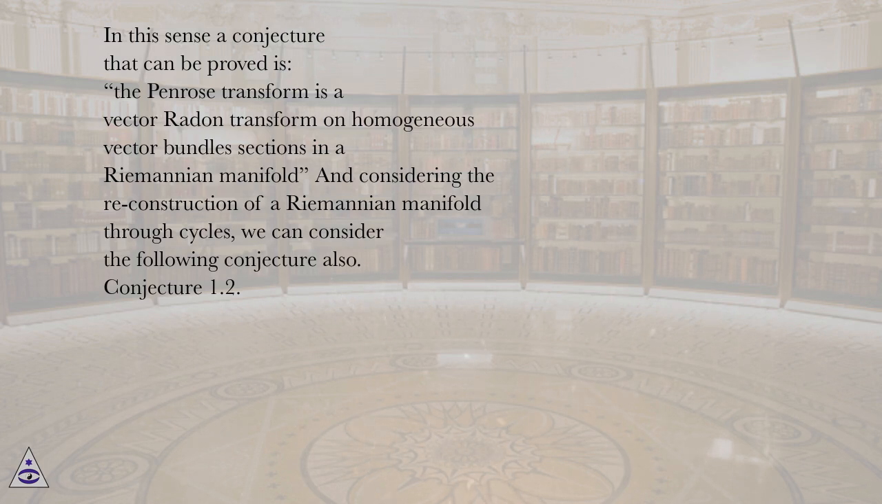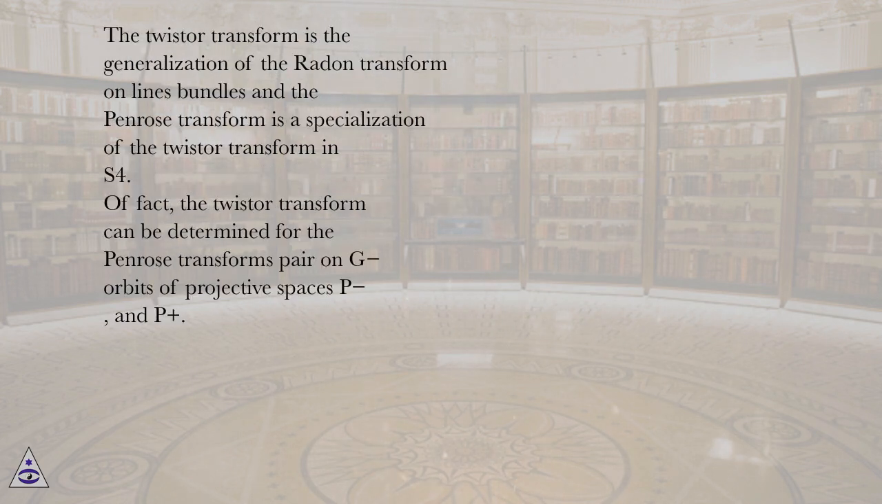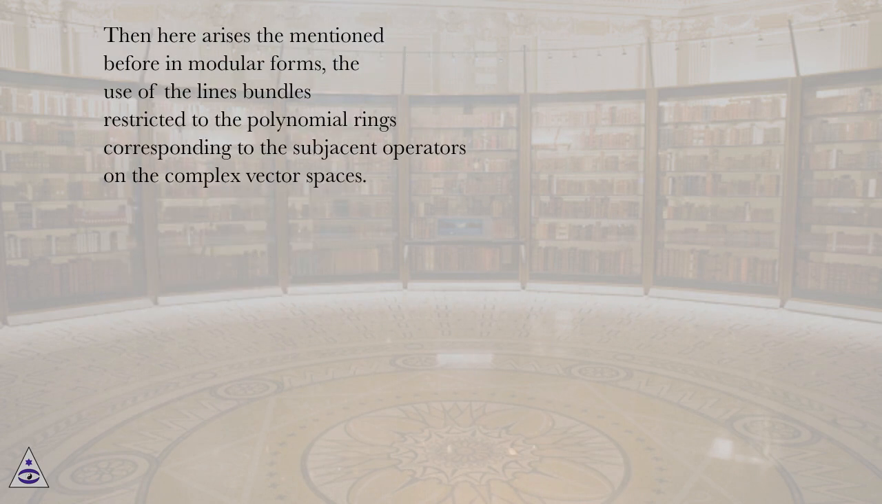the following conjecture also. Conjecture 1.2. The twistor transform is the generalization of the Radon transform on line bundles, and the Penrose transform is a specialization of the twistor transform in S4. In fact, the twistor transform can be determined for the Penrose transforms pair on G-orbits of projective spaces P- and P+. Then here arises what was mentioned before in modular forms, the use of the line bundles restricted to the polynomial rings corresponding to the subjacent operators on the complex vector spaces.